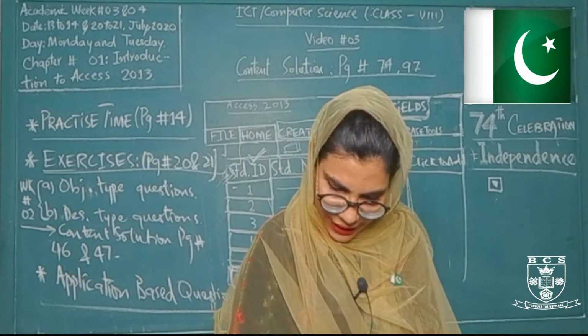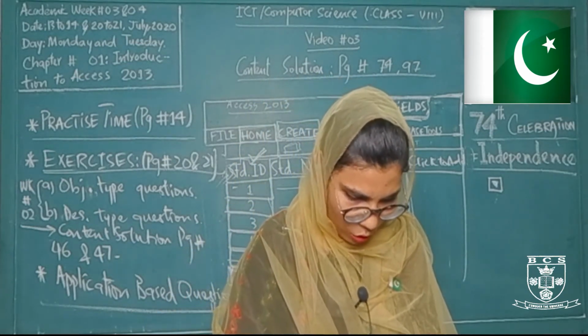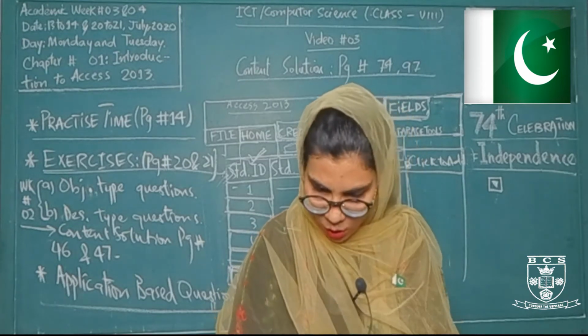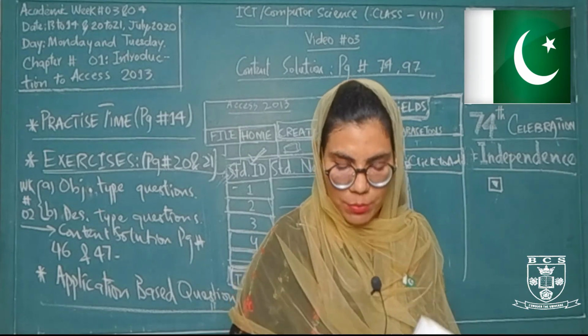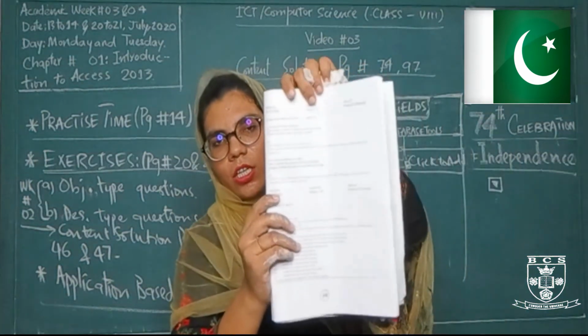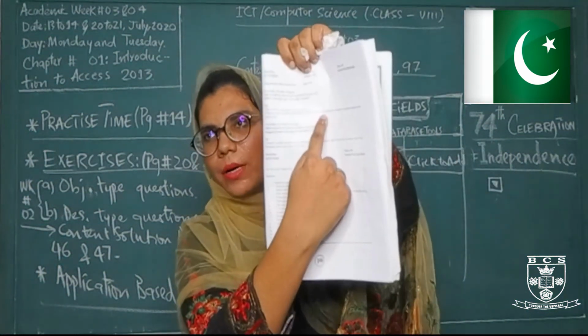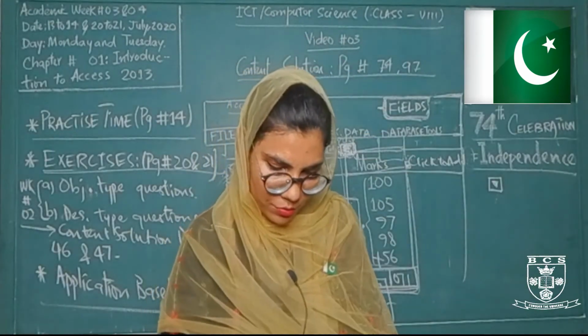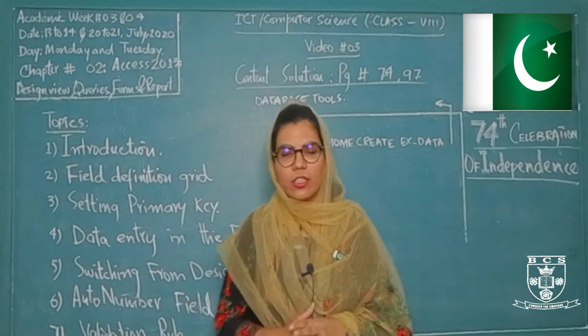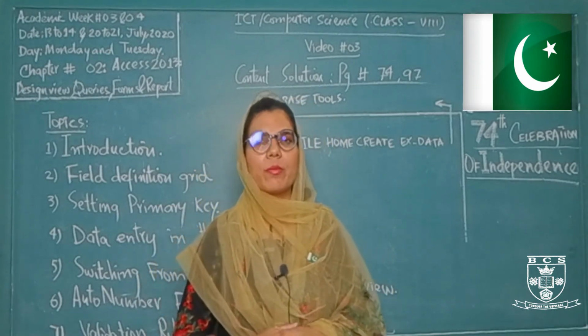Meaning, how can we create a database with these different 7 columns. Now this is the end of chapter number 1. After the completion of this explanation, you will complete your work of week number 3 from page number 74 with the help of your content solution. With the completion of chapter number 1, we have completed our week number 3.